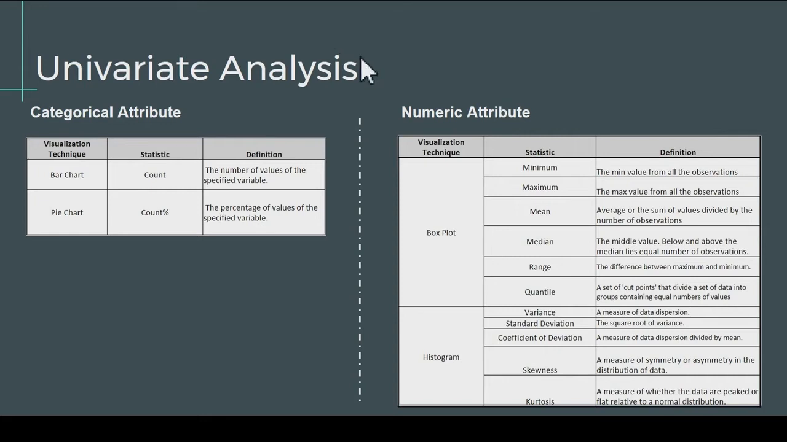The visualization technique and the statistic measure that you would use to interpret these variables will actually be different based on the kind of variable they are. So when you're actually studying a categorical variable or a categorical attribute, you would use a bar chart coupled with the count measure or a pie chart coupled with the count percentage measure. And this will help you to understand how is the data distributed across the different classes inside that categorical variable. So to simplify this, let's have a visual tour.